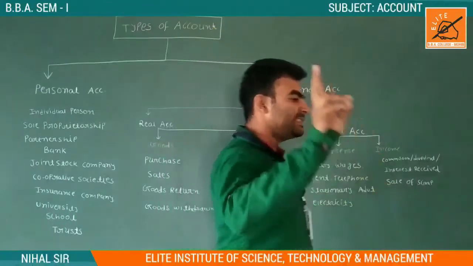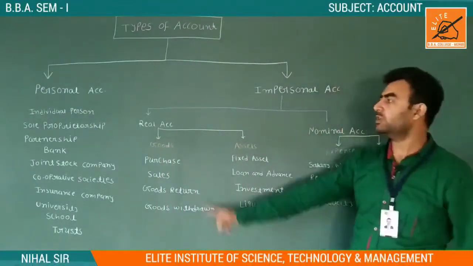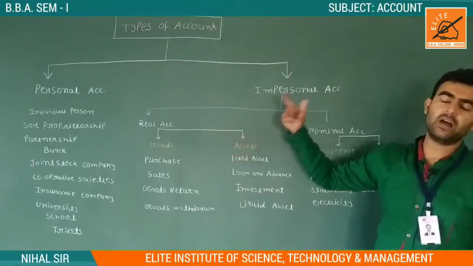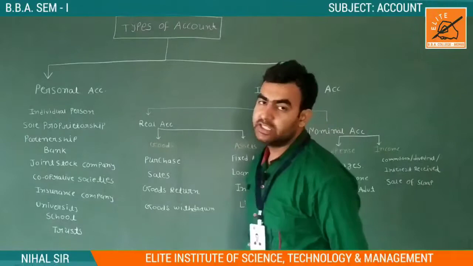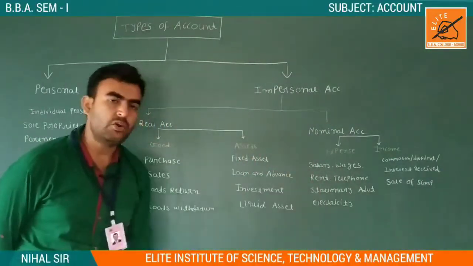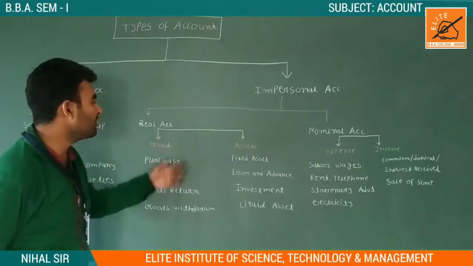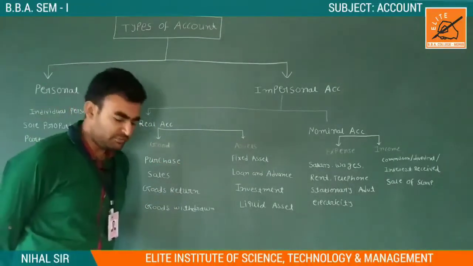This second topic, impersonal account, has two different types of account. First is the real account and second is the nominal account. So in the impersonal account we have two accounts, real and nominal. First we will discuss the real account. Now, in the real account, which kind of account comes?